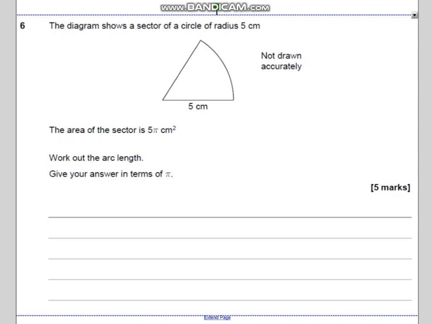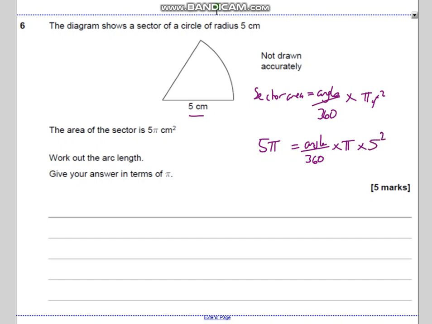So we should have known from our studies the formula for our sector area, and that is the angle divided by 360 times pi r squared. Okay, so get that down first of all. Then we've got to put what we were told into this. So we're told our sector area is 5 pi. We're not told the angle, so that's what we're going to be working out. Over 360 times pi times, we can see our radius is 5, so 5 squared.